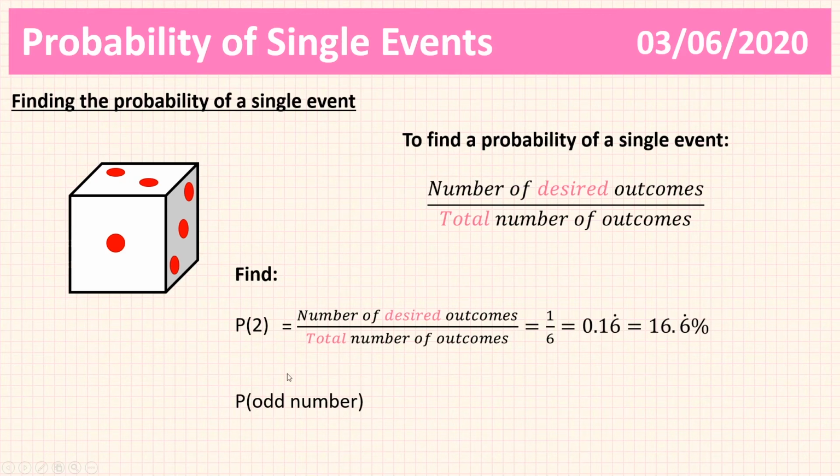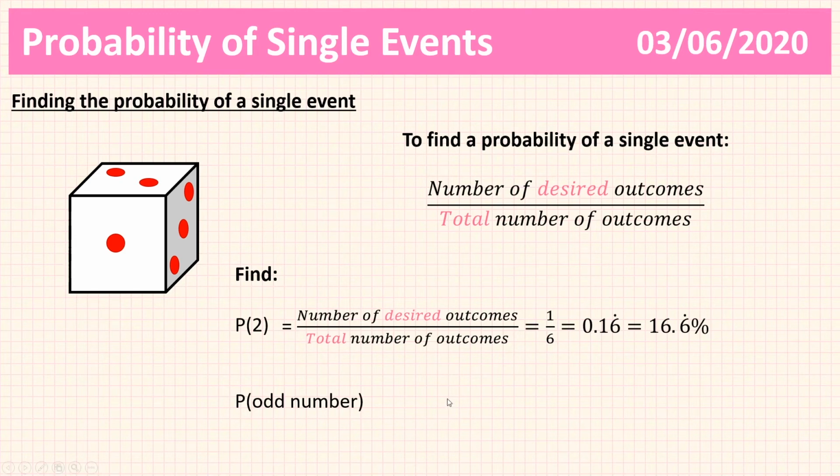Now let's have a look at the odd number. Well, it's the same kind of principle. How many odd numbers are there on a dice? Well, the odd numbers on a dice are 1, 3, and 5. So there are 3 odd numbers on a dice out of 6 possible outcomes.